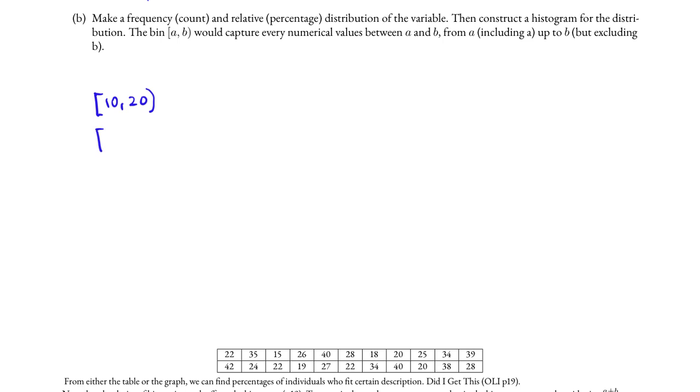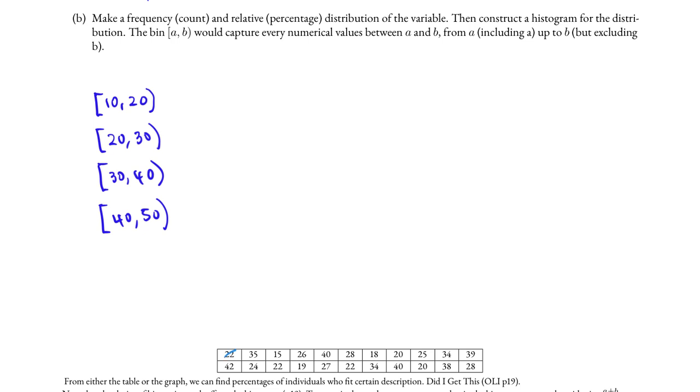And then we pick up 20 to 30. The bins should have the same size here. And so 10 to 20, 20 to 30. So the next one is 30 to 40, and the next one would be 40 to 50. Recall that even though the largest number was 42, we would have to use 40 to 50 in this case. And then we would place these values into each bin.